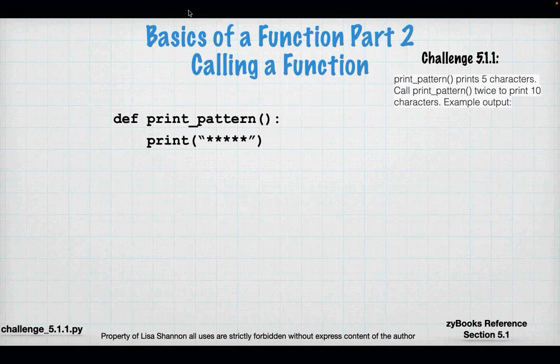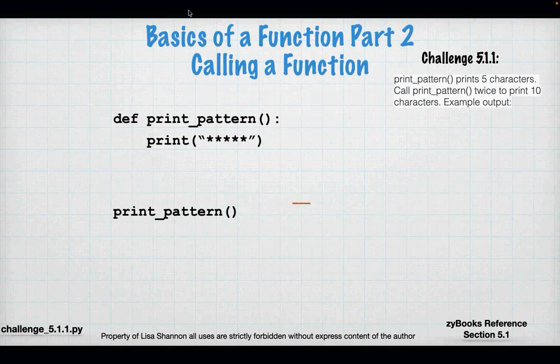So that was part one. Part one is the function definition. Part two is calling the function. So somewhere else after the function has been defined, because Python is reading this code from the top to the bottom, even if you do compile it, the definition of the function has to be there before the call. So the definition of print pattern is there, just like we saw it on the other side. But now we've added print underscore pattern, open and close parentheses. That is the function call.